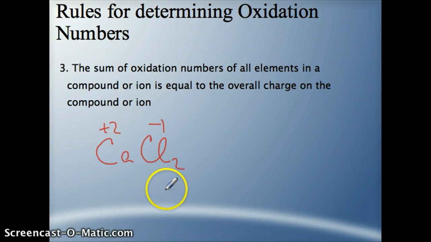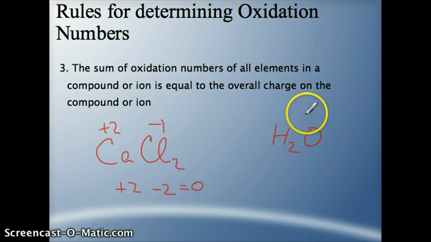In order to add them up, since there are 2 chlorines, the total charge from chlorine you get is a -2. Calcium, there's only 1, so you get a +2. Because the whole thing is neutral, the charge has to add up to 0. Here's another example, H2O. Oxygen is always -2, so the total charge I get from oxygen is -2. Hydrogen, so I need to get a total charge from hydrogen of a +2. There's 2 of them, so hydrogen would have a +1 oxidation state.